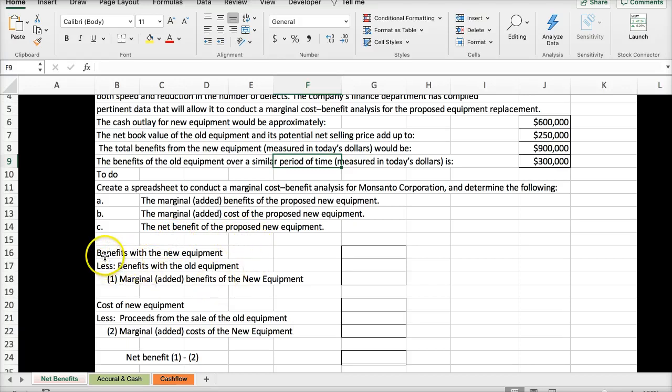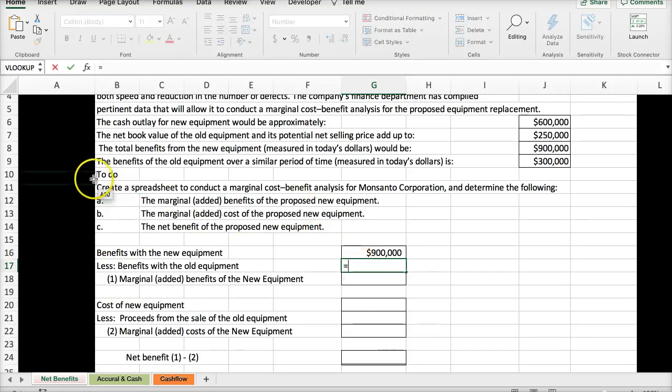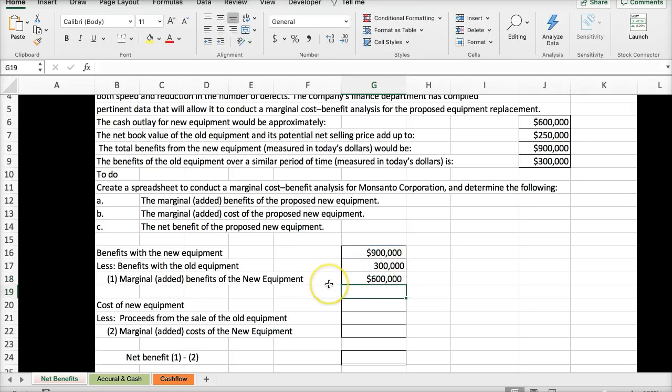So we look at what are the benefits of the new equipment? Well, we could pull this right from here, where we have the total benefits of the new equipment. So let's put that there. And it says less the benefits of the old equipment. So here we have the benefits of the old equipment. So this says the marginal added benefits of the new equipment versus the old equipment. I simply take the new equipment minus the old equipment, and so by getting the new equipment, we're going to save $600,000.